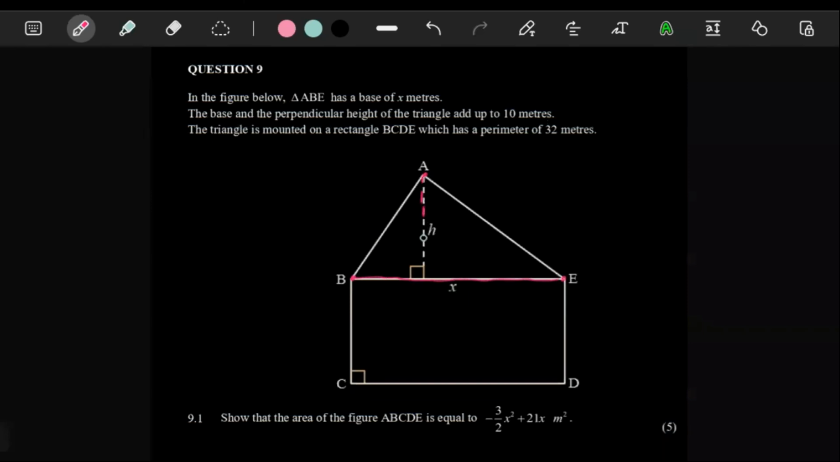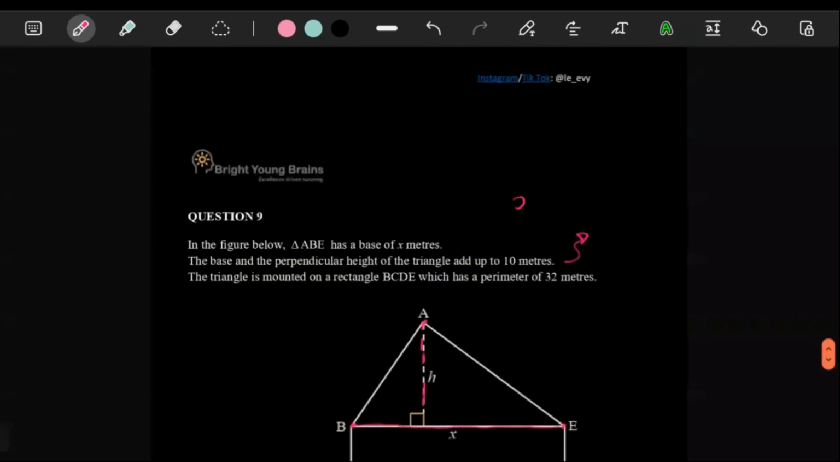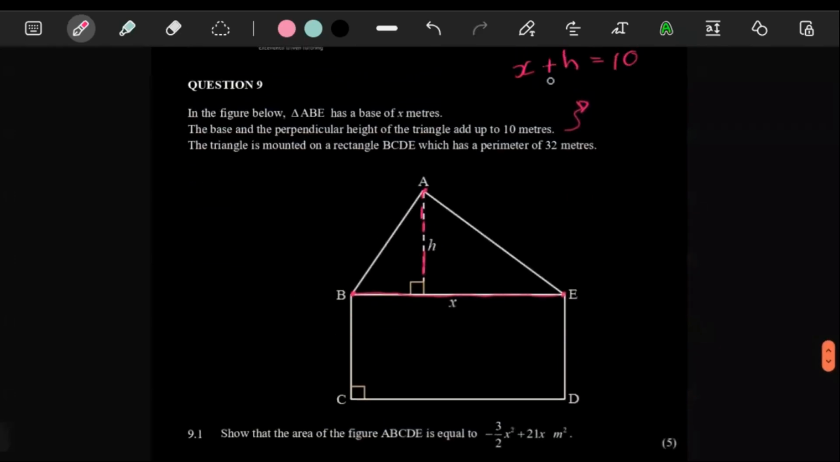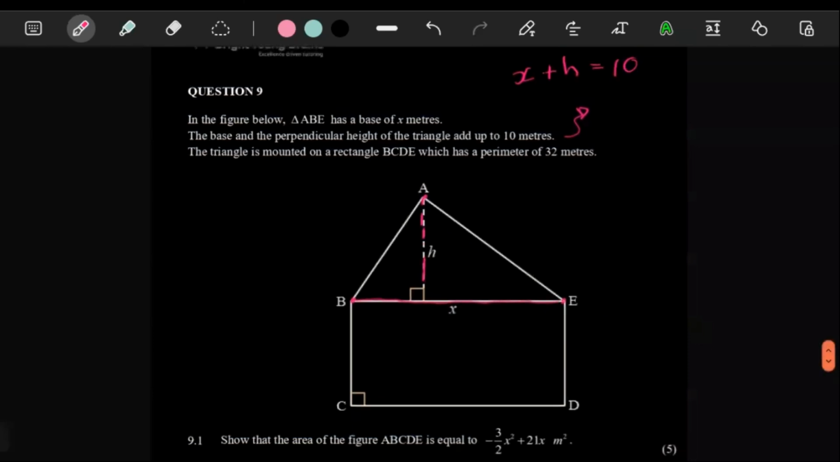So from this statement, they're trying to tell us that X plus H is equal to 10. That's important because now we have an equation which will allow us to write one of these variables as the subject of a formula. Here it says the triangle is mounted on a rectangle which is BCDE, which has a perimeter of 32 meters.